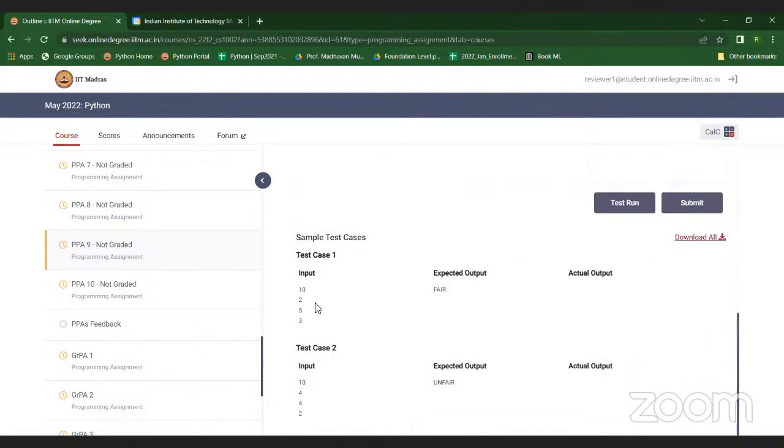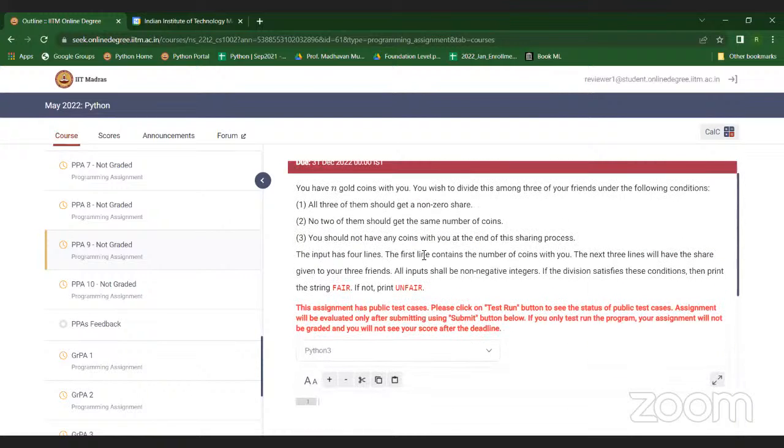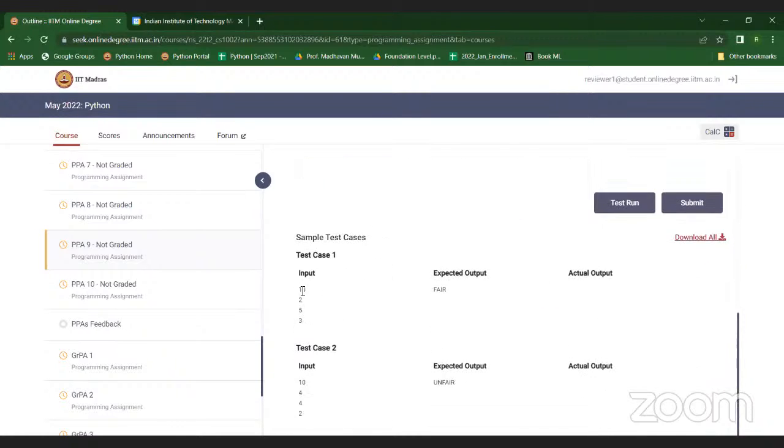So if you look at the examples, you'll understand that the first line contains the number of coins with you, right? The next 3 lines will have the share given to your 3 friends. So initially I have 10 coins. Those 10 coins were given as 2 coins to one friend, 5 to another friend, 3 to another friend, right? So 2 is not equal to 5 is not equal to 3. All these are different.